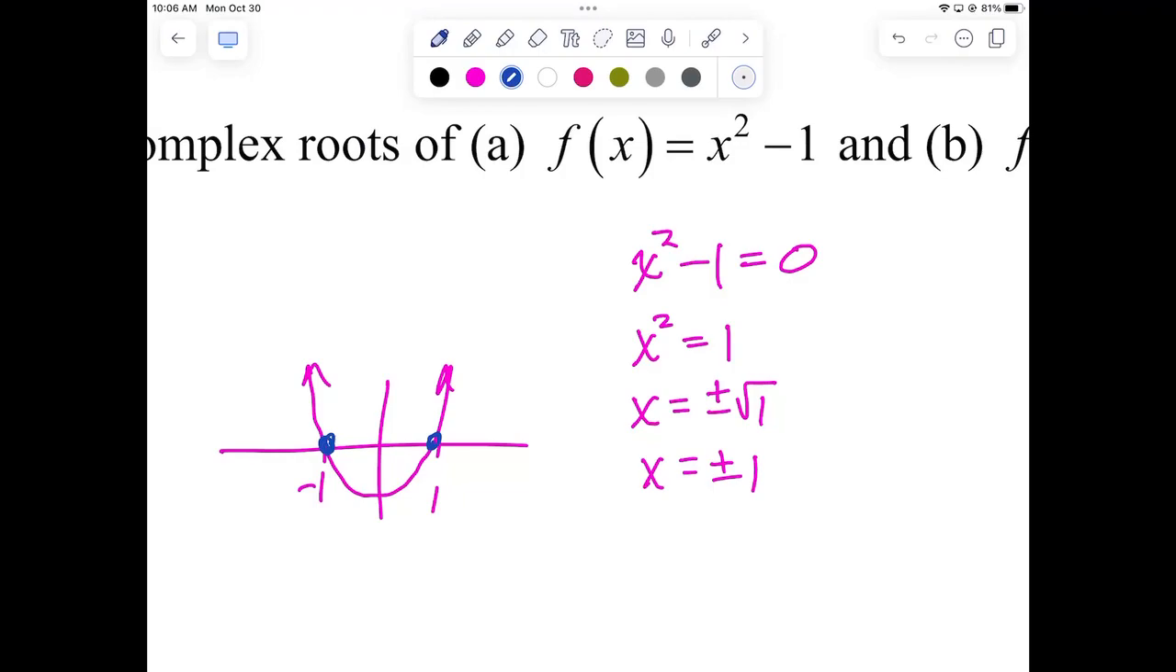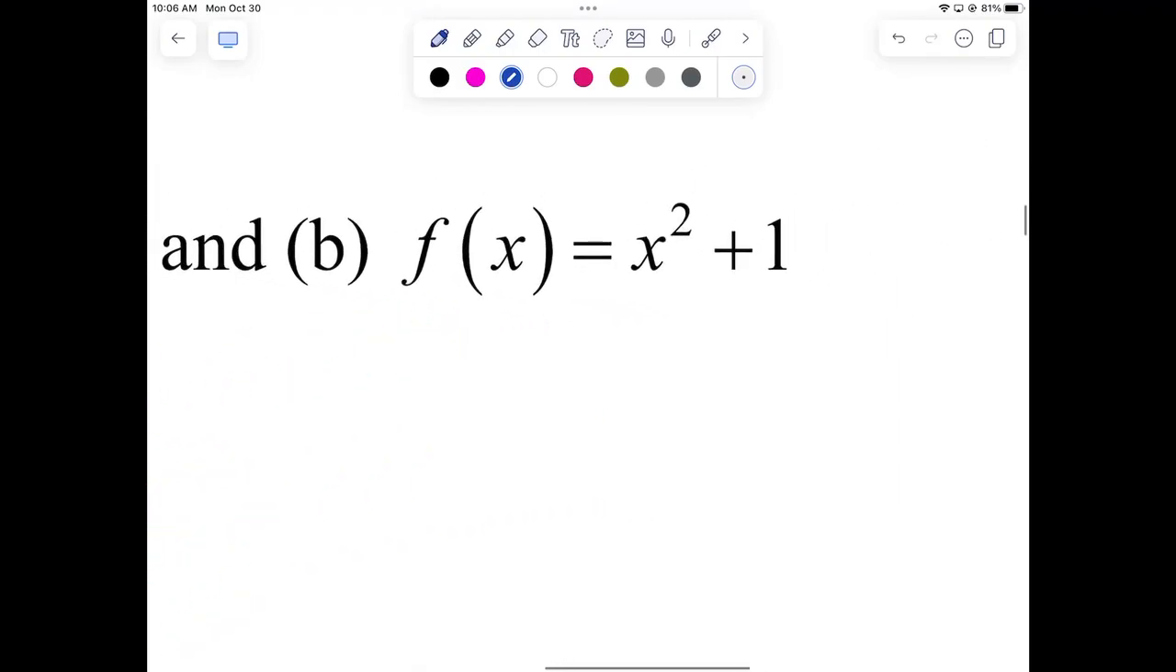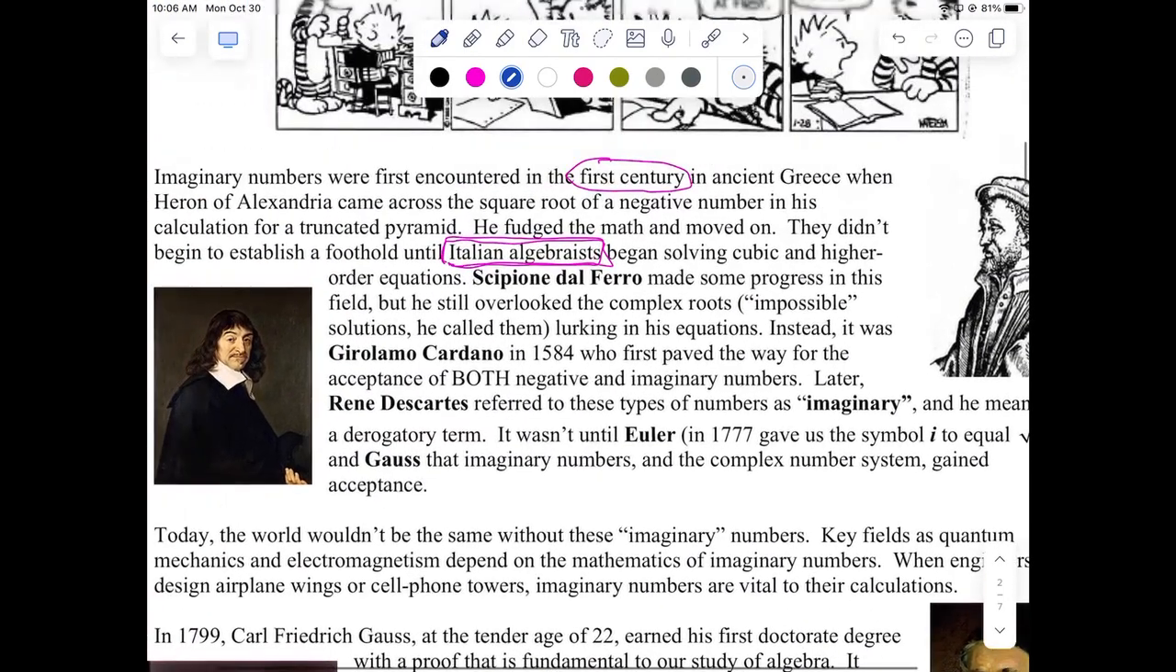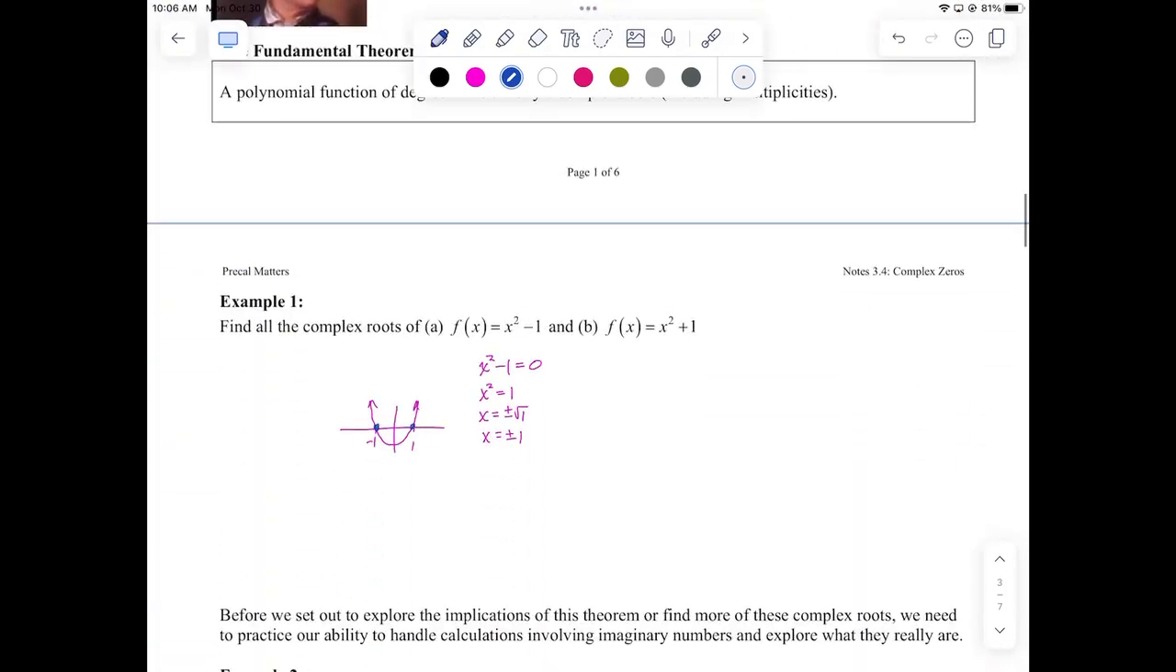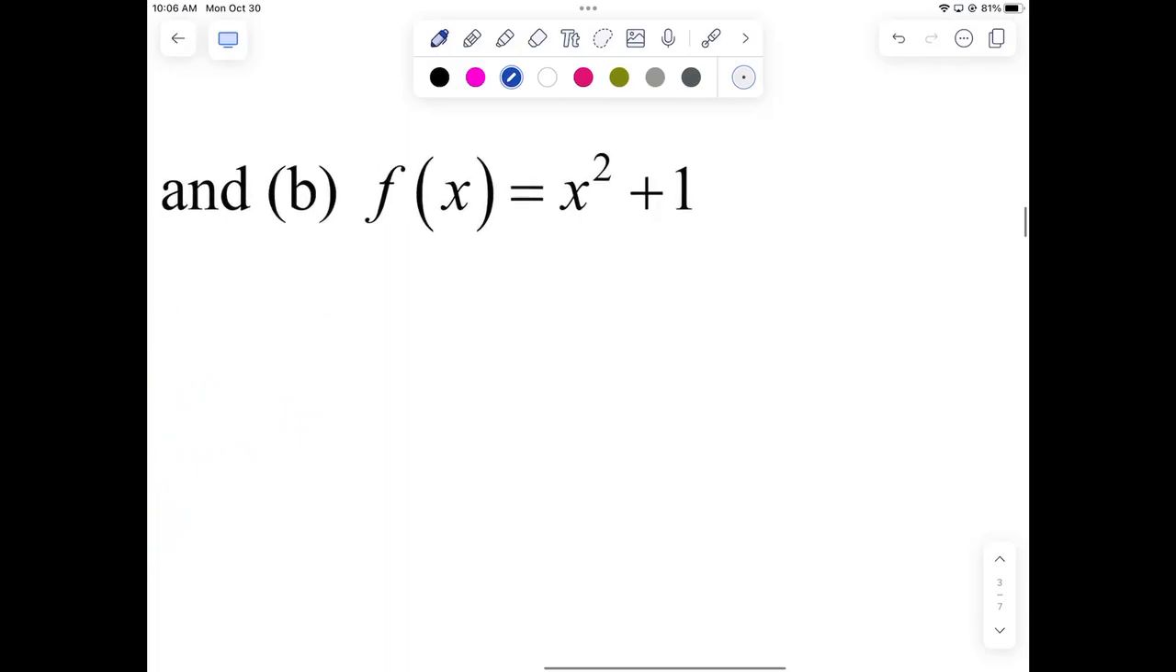Well, this is where Cardano and Ferrari kind of came in. This was kind of the first known existence of the imaginary unit. This is where he kind of got frustrated and called them impossible roots. Let's say I want to find the roots of x squared plus 1. I would set it equal to 0, wouldn't I? Yeah. Now, x squared plus 1 does not factor because it's the sum of two squares. But I can extract the square roots, and I'll bring the 1 across, and I get -1.